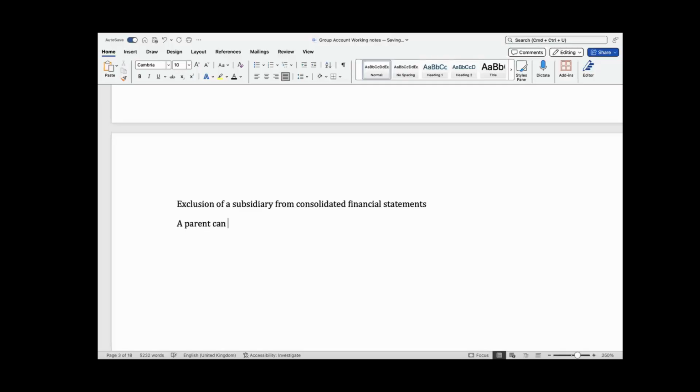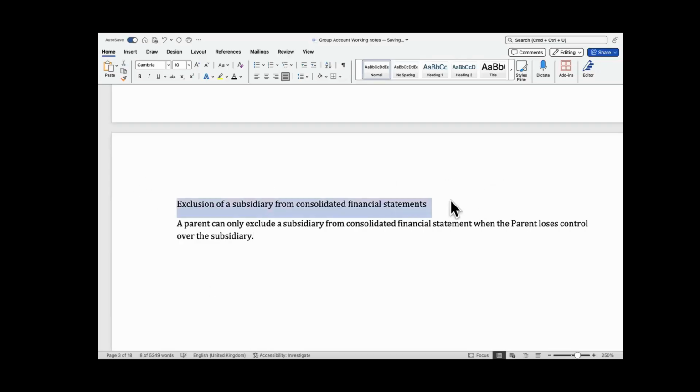So a parent can only exclude a subsidiary from consolidated financial statements when the parent loses control over the subsidiary. So you can only exclude or remove a subsidiary from consolidated financial statements when you lose control over that subsidiary. So the major thing here is loss of control.